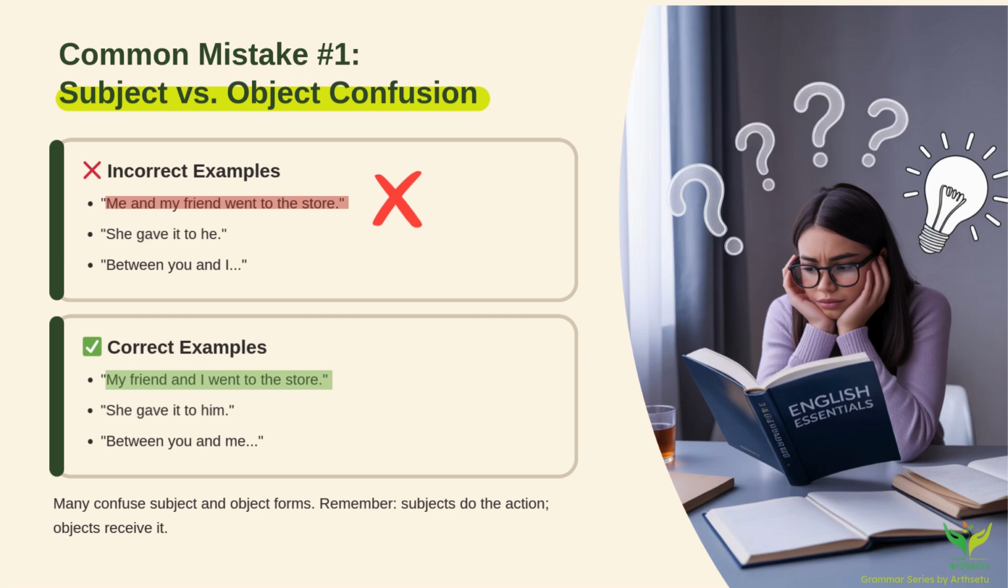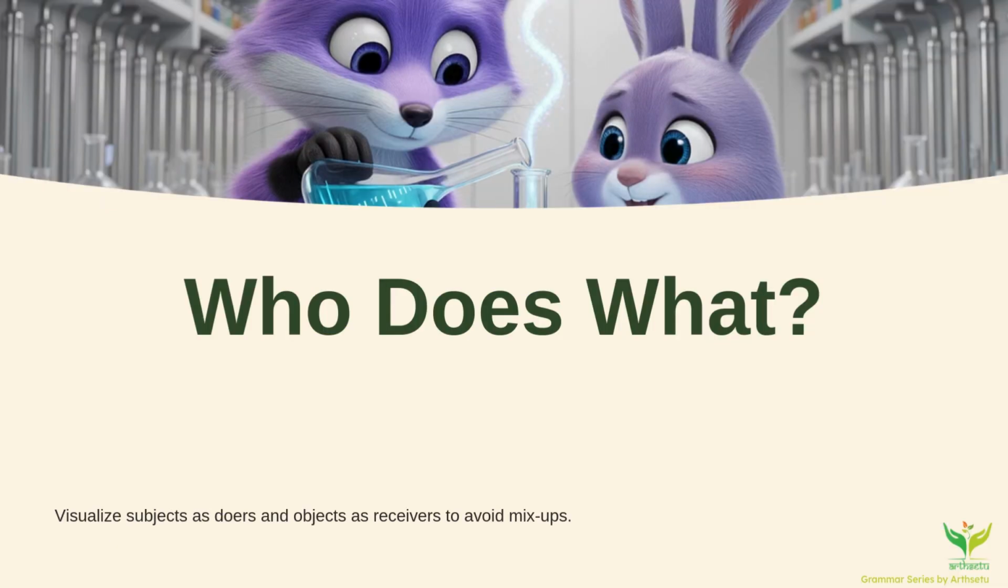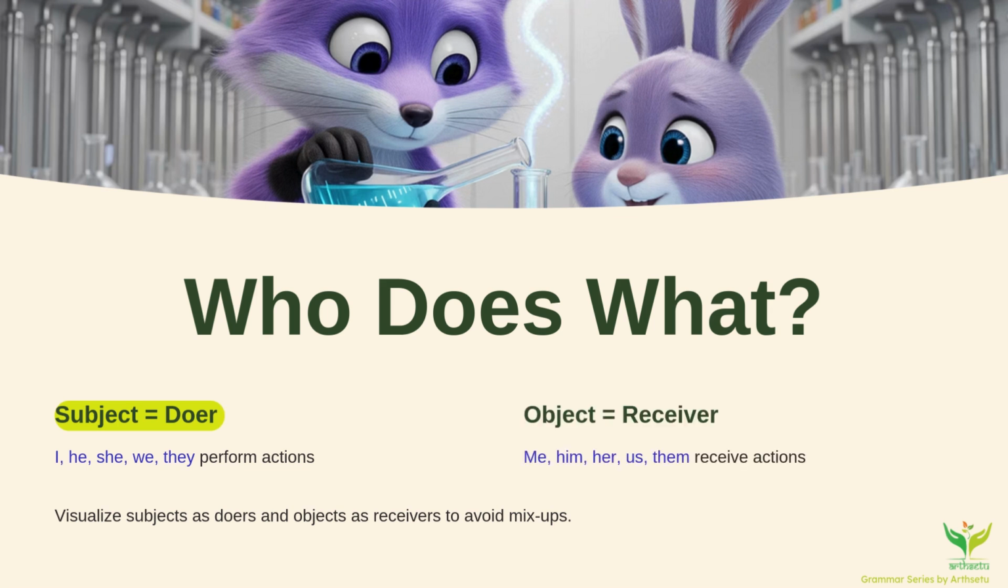Here's a quick tip. Subjects do the action. Objects receive it. Keep that in mind and you'll avoid 90% of these errors. Who does what? Think of it like a drama scene. The subject is the actor on stage doing something, while the object is the person or the thing receiving the action. So, if I say I kicked the ball, I am the subject, the doer. The ball is the object, the receiver. Once you get this actor and receiver picture in your head, pronouns become much easier to use correctly.